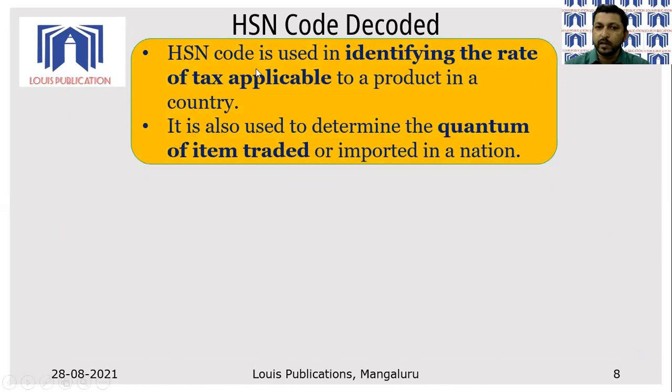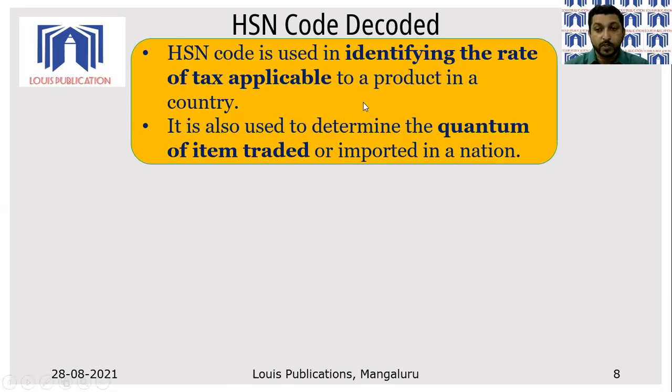So one thing is very clear. It is used in identifying the rate of tax applicable to a product in a country. So I need to identify. Now there are schedules under GST. We have rates that are attached to the schedules: 0%, 5%, 12%, 18%, 28%. So each product which falls under a particular schedule has been allotted a certain rate under GST. So HSN code, basically we apply to identify the rate of tax applicable to that product in a country.